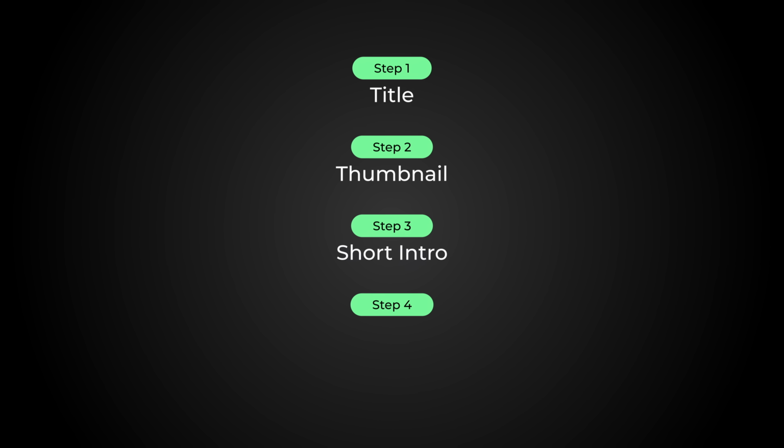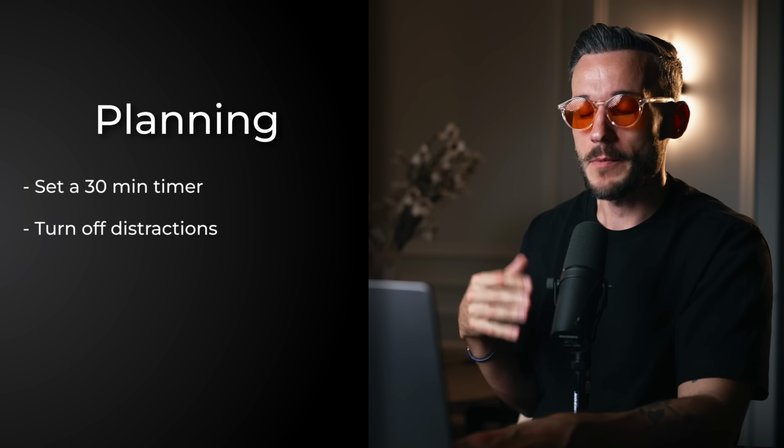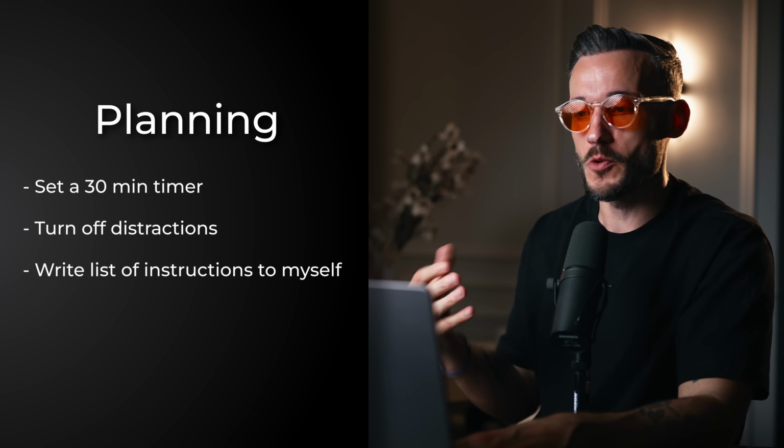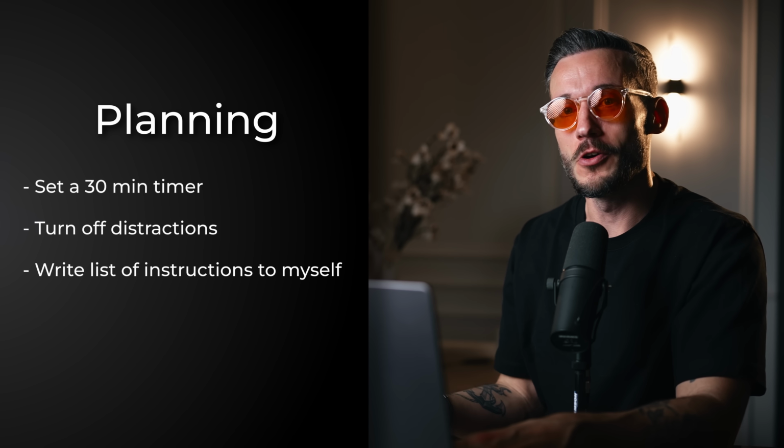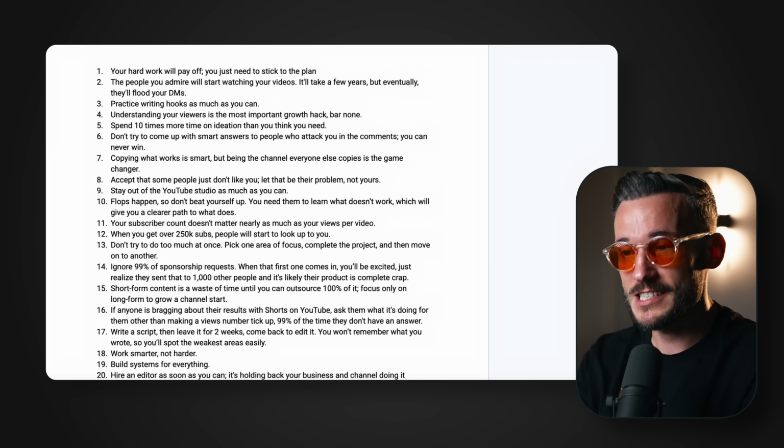Step 4. So now we need to plan your video based on this information. So here's what I did. I sat down, I put on my timer for 30 minutes, I turned off all distractions, and I pretended I was writing a list of instructions to myself, but years ago when I was crap at YouTube. And this is my list.